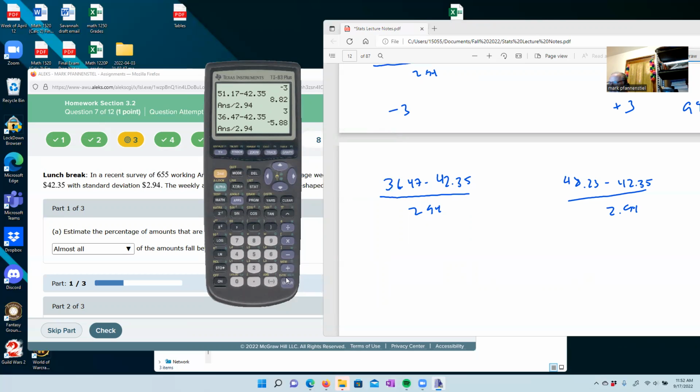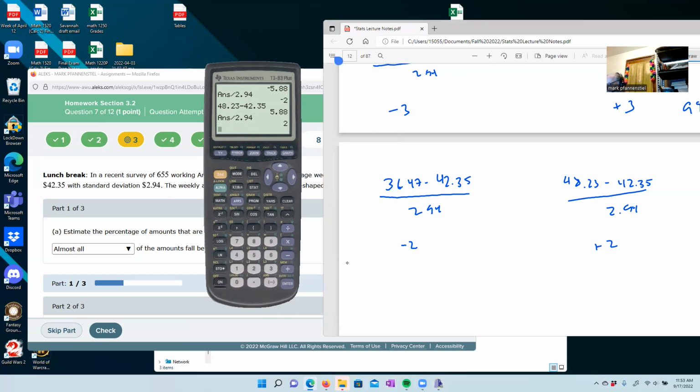Now you only have this for one standard deviation within the mean, 2 standard deviations within the mean, and 3 standard deviations within the mean. We will get to more complicated examples in chapter 7. But right now, if it's not 1, 2, or 3, I think you've done something wrong. So this is going to be 48.23 minus 42.35, divided by $2.94, equals positive 2.